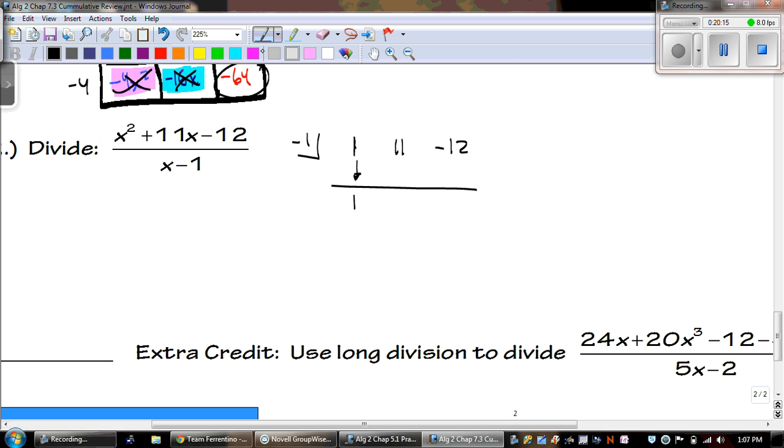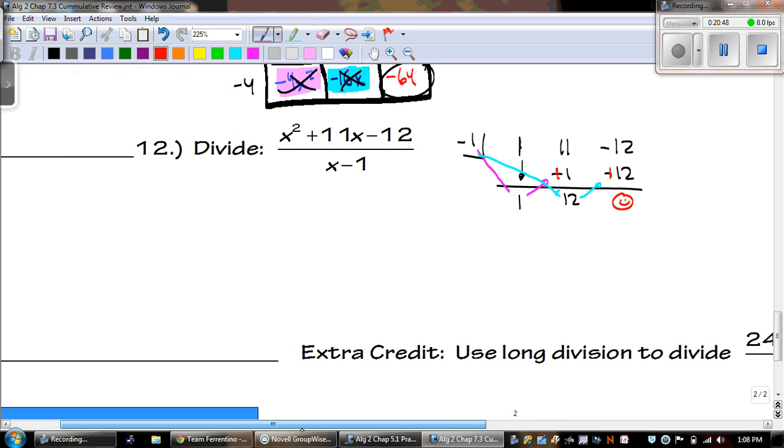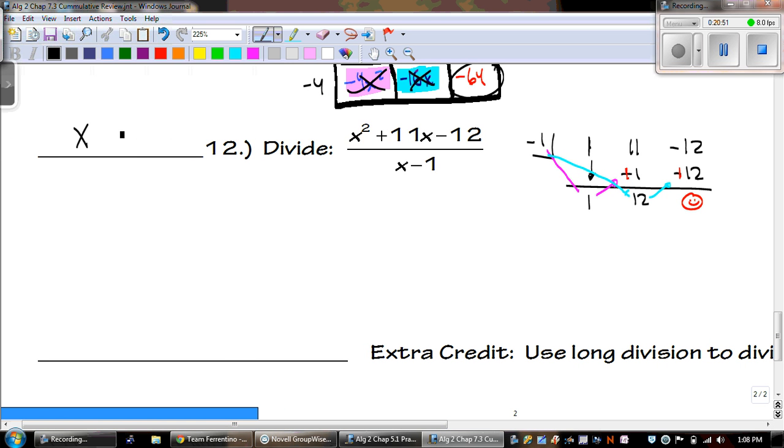We drop the 1 down. -1 times 1 is -1, but then we do the opposite, so I'm going to add that. 11 plus 1 is 12. Now we have -1 times 12, which gives us -12, and once again we do the opposite, and we get a 0. So we get our answer of x plus 12.